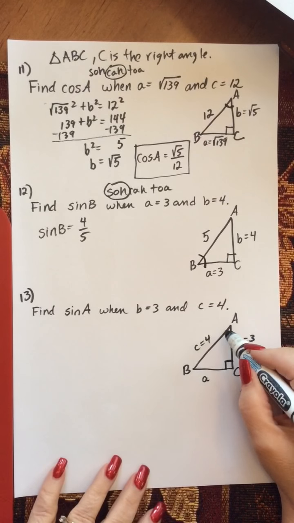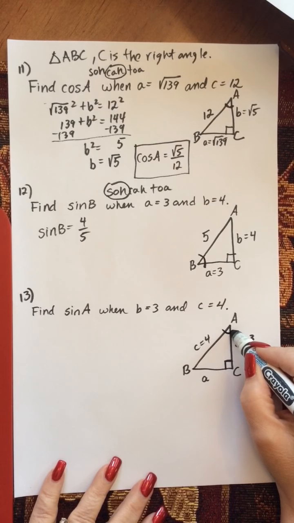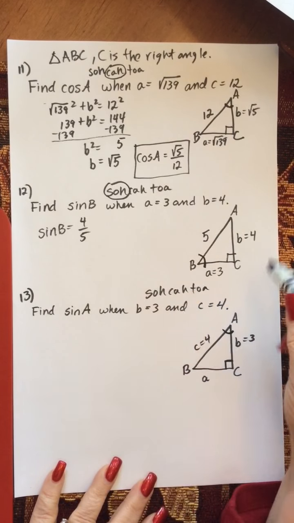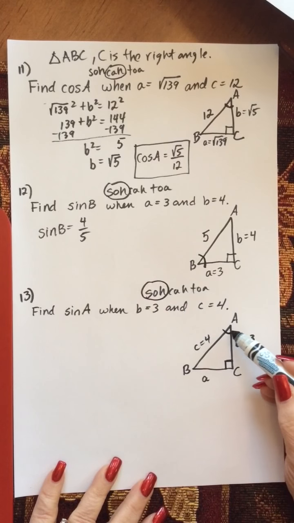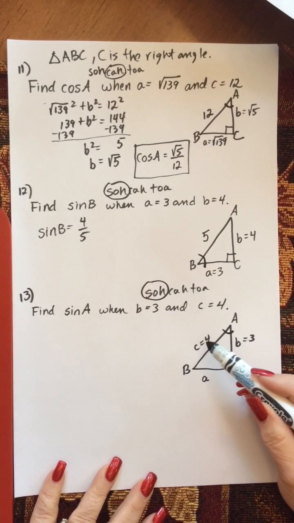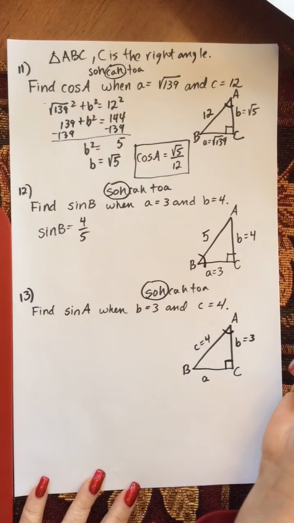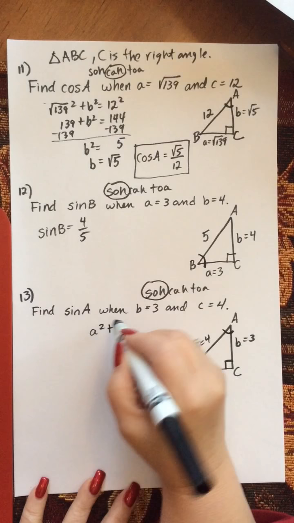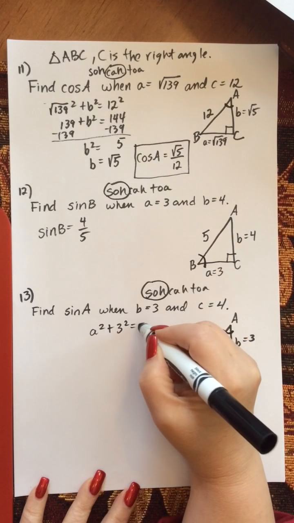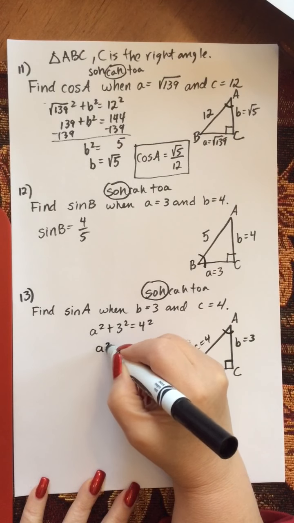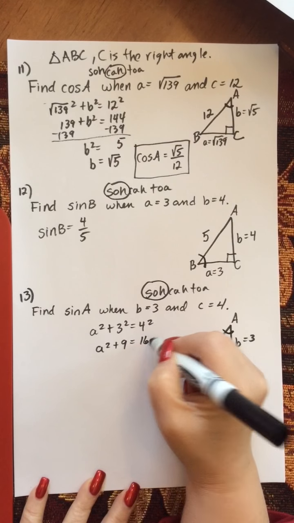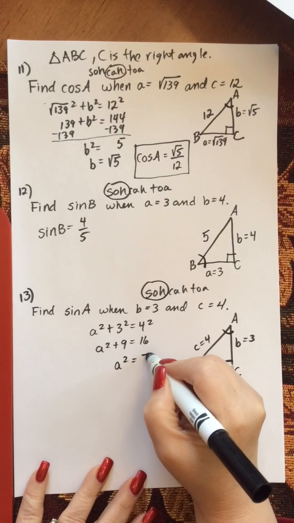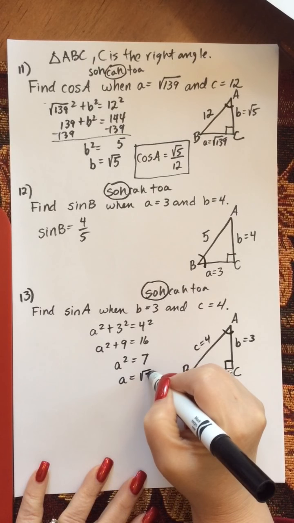It says find the sine of A. So here I am up here at A, and remember SOHCAHTOA. So sine is opposite over hypotenuse. So I need to know what a is. It'll be something over 4, whatever a is. So to figure out a, I could just use the Pythagorean theorem. I could say a squared plus 3 squared is equal to 4 squared, or a squared plus 9 is equal to 16. If you subtract, you get a squared is 16 minus 9, which is 7. So a is square root of 7.